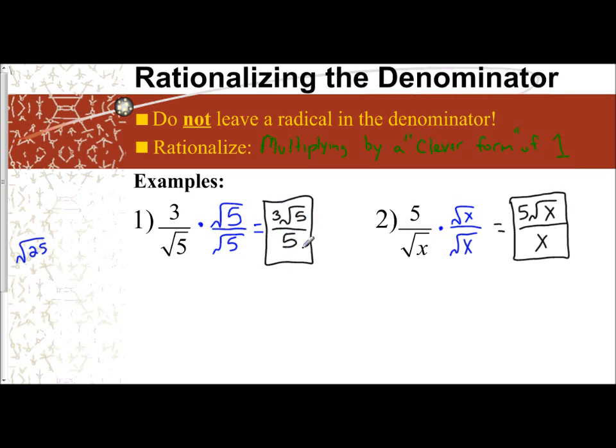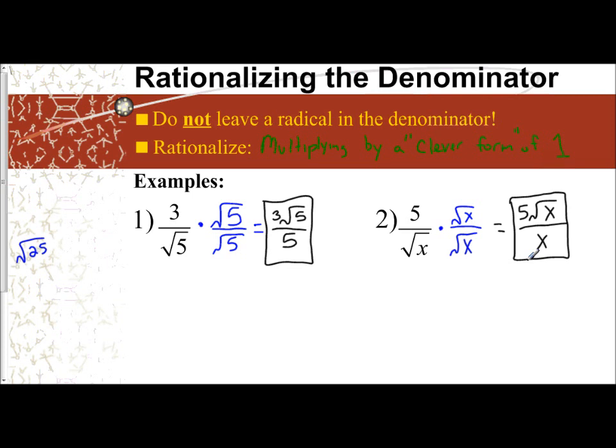We only focus on the 3 and the 5. Can that be simplified? No. Same thing. This x is protected by this radical. We can't go inside and get it with a number from the outside. And so 5 over x cannot be simplified. So that's why we didn't bother to look at the simplifying of it, because it cannot be.